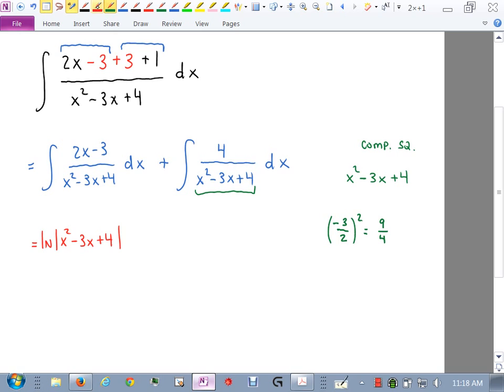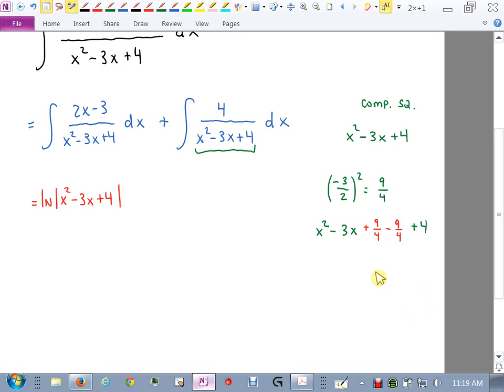And so what I'll do now is I'll rewrite the exact problem I had, except right after the 3x, I'm going to add the 9 over 4, and then subtract the 9 over 4. And then what did I still have there? Plus 4. Agree?